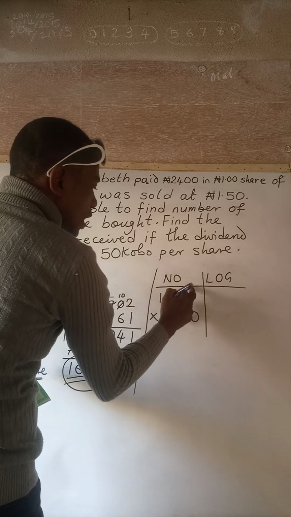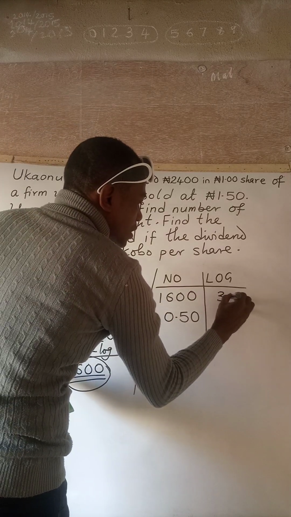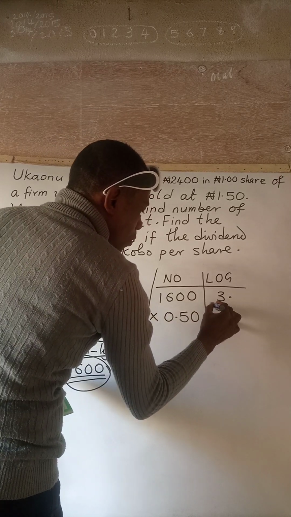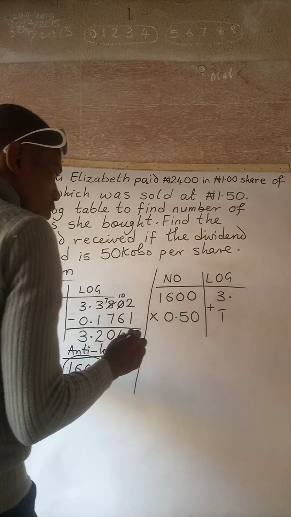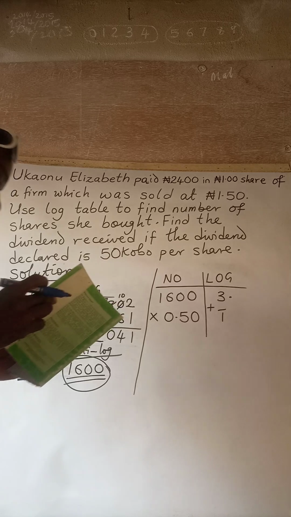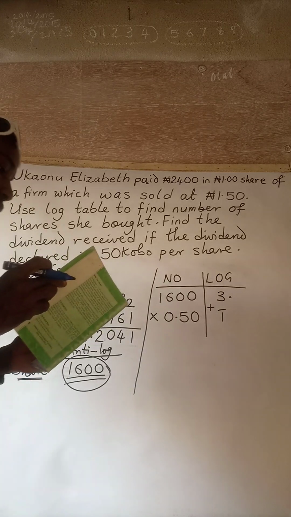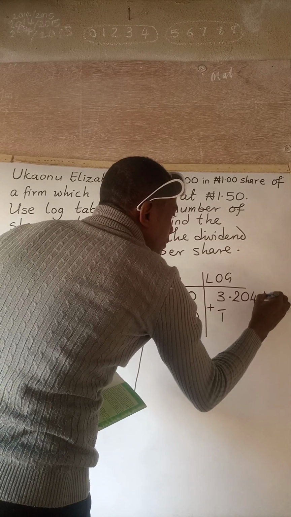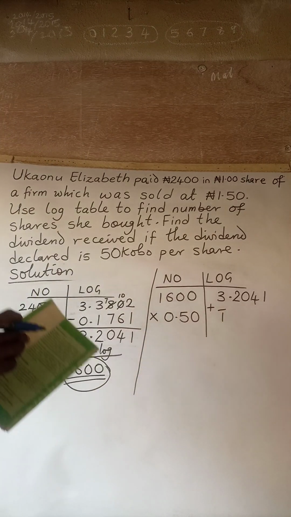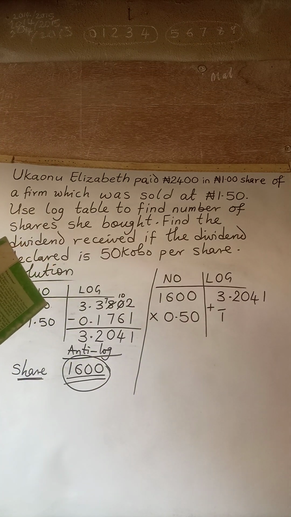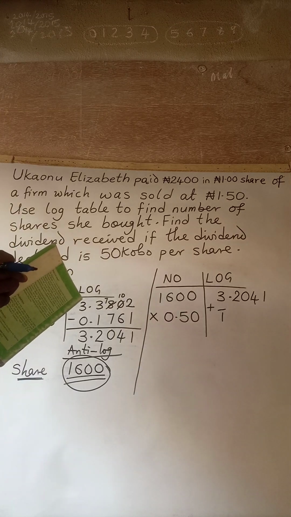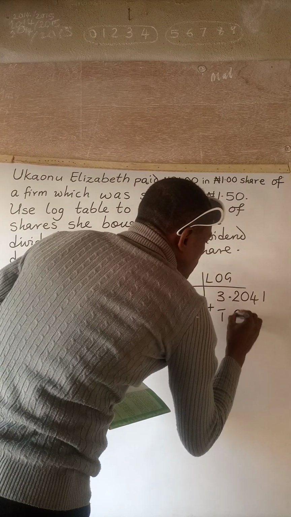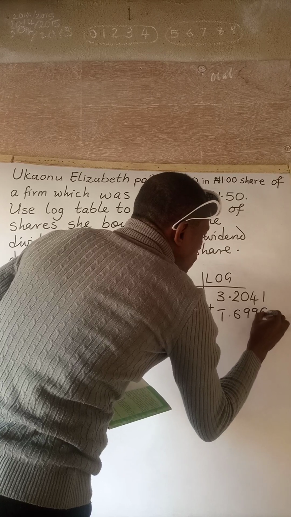Now, the integer of this is 3 points, while this one is bar 1. Remember that what we will do here is addition. So I will now look out for 16 under 0, and the 16 under 0 is 241. So we now have 241. The next one is I will look for 50 under 0. And the 50 under 0 is 6990.